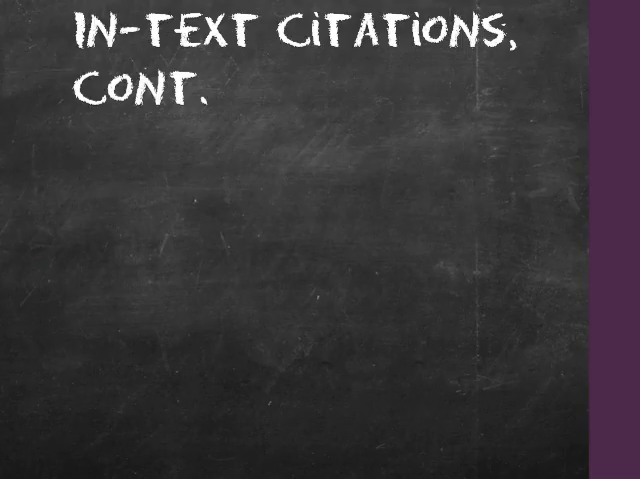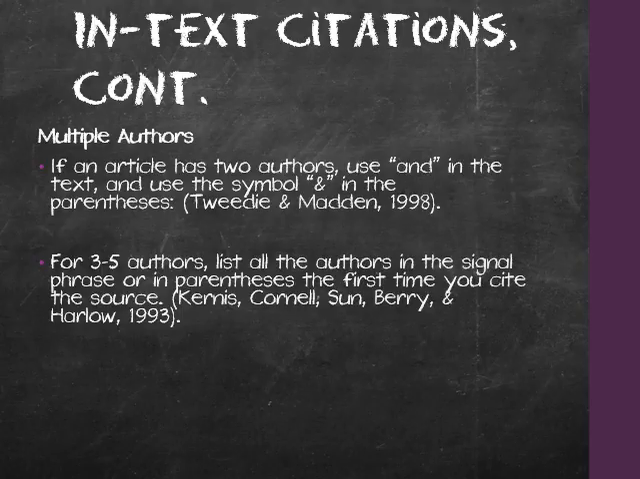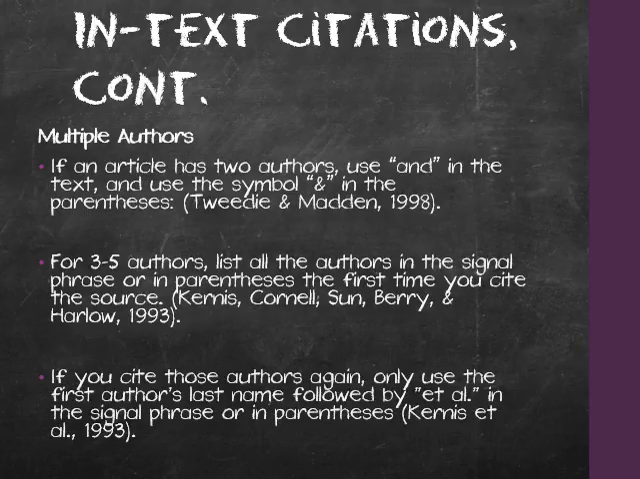So far, our focus has been upon how to cite single authors. But how do you cite more than one author? If an article has 2 authors, use and in the text and use the symbol ampersand in the parentheses. For 3 to 5 authors, list all the authors in the signal phrase or in parentheses the first time you cite the source. If you cite those authors again, only use the first author's last name followed by et al. in the signal phrase or in parentheses.